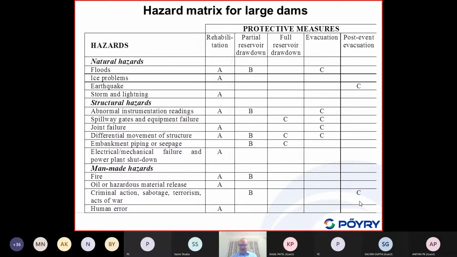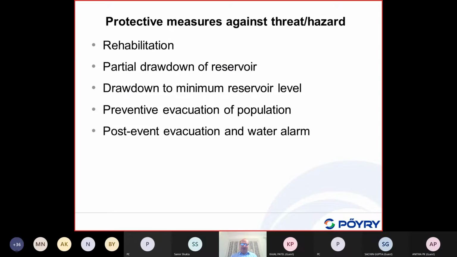And I must say, in most cases, if you look at nuclear safety, I've worked with people doing probabilistic safety analysis, and you cannot address that properly. So this is a big problem in a safety issue. So this gives you some overview on hazards and what you actually could do as an engineer. I mentioned them already, the protective measures are quite important. You can do rehabilitation, partial drawdown of reservoir, drawdown to minimum reservoir level, preventive evacuation of population if you have enough warning time.